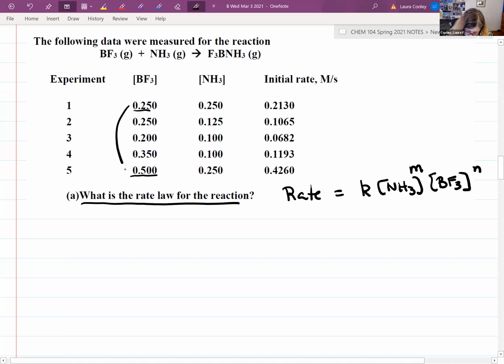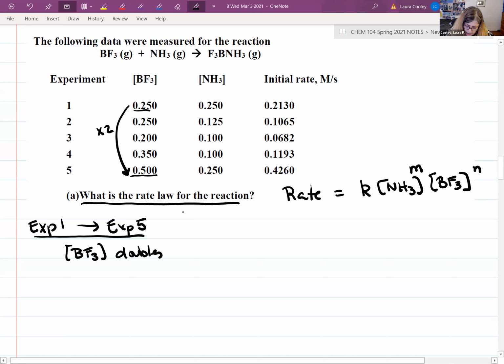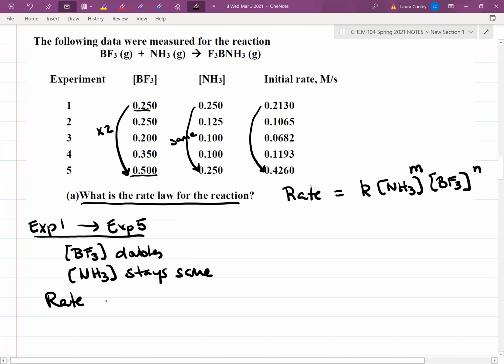So this is doubling. Concentration of BF3 doubles. So we go from experiment 1 to experiment 5. Concentration of BF3 doubles. And what's happening to the NH3? Nothing. Nada. Okay. So what's now happening to the rate? What happens to the rate? Double. That's right. The rate doubles.